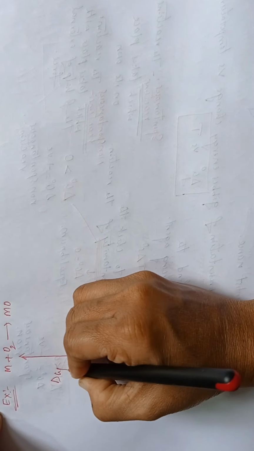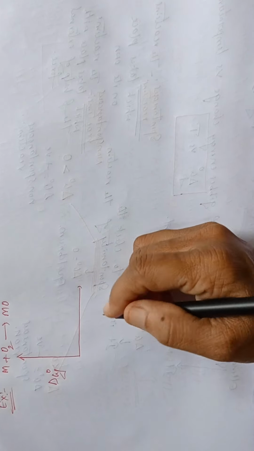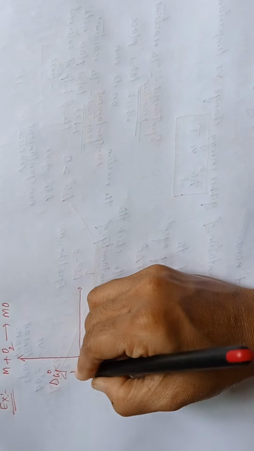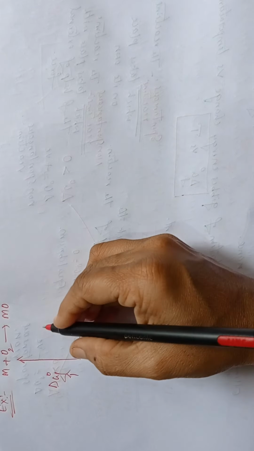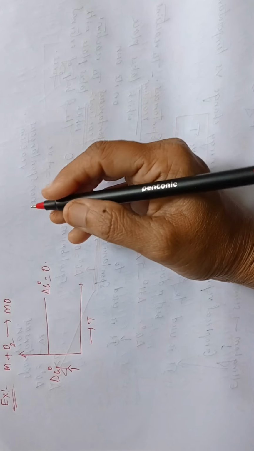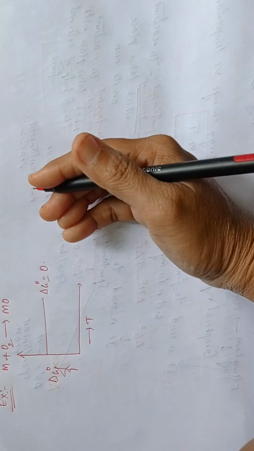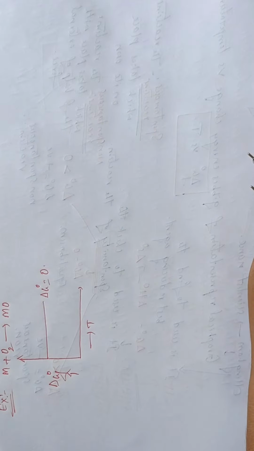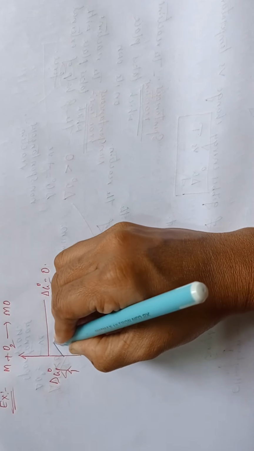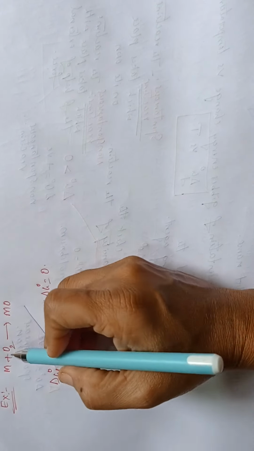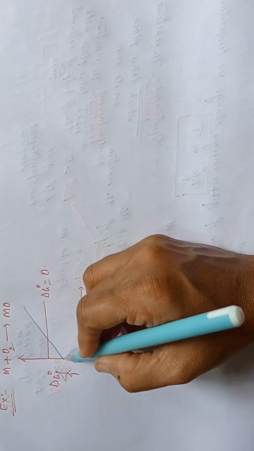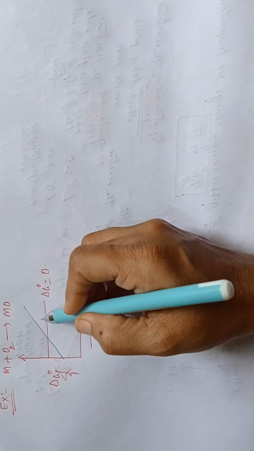The graph is drawn between delta G naught of formation versus temperature, students. If you take the graph like this, see, this line is delta G naught equal to 0, and here this line graph you will get like this. M plus O2 gives rise to MO, this compound. For this reaction, if you take the graph, you will get a line like this.